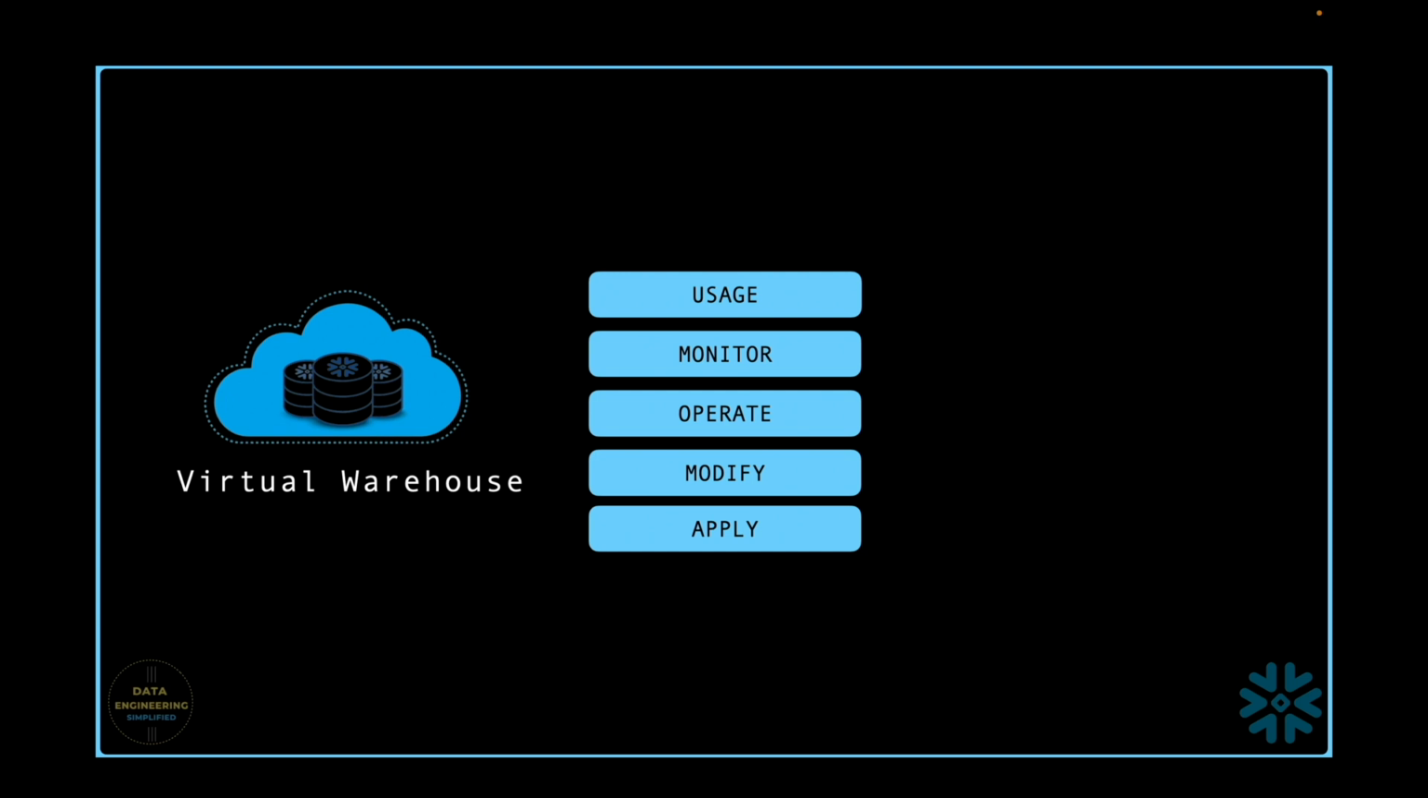Monitor and apply privileges do not have a direct impact on the cost of your virtual warehouse. If you assign a usage or operate or a modify privilege, and if these roles start using a virtual warehouse or start modifying a virtual warehouse, it will have a direct or indirect impact on the cost in your Snowflake environment. So whenever you are designing a custom role in your Snowflake environment, make sure that you pay good attention to these virtual warehouse privileges for those roles. Let's go to our Snowsight web UI and see all of them in action.